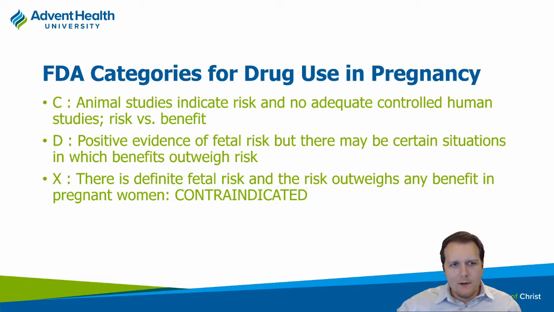Category C is where it gets a little bit more tricky because most things are going to fit into category C. Basically, this is things where you say, well, we don't really have enough evidence to show. Animal studies may indicate risk, but we don't really have any adequate controlled human studies to show one way or the other. And this is purely a risk versus benefit sort of scenario. And again, most drugs fit into this category. So it's not super useful to say that something is a C category, because most things are going to be in the C category unless they're very obviously an A or a B or a D or an X.